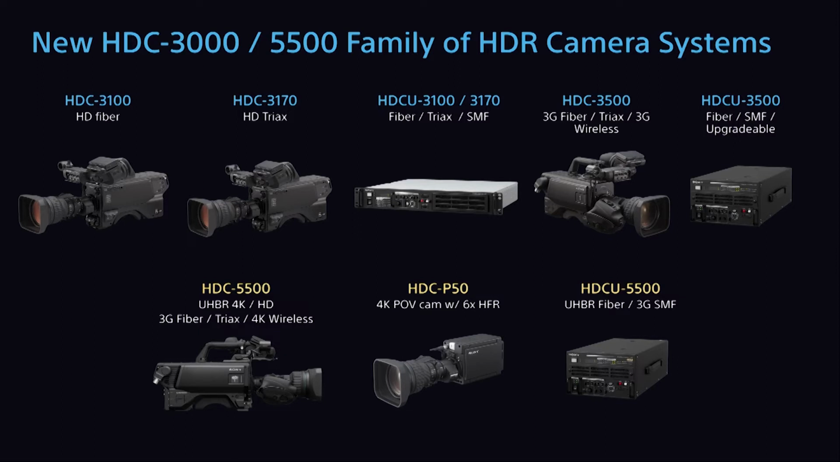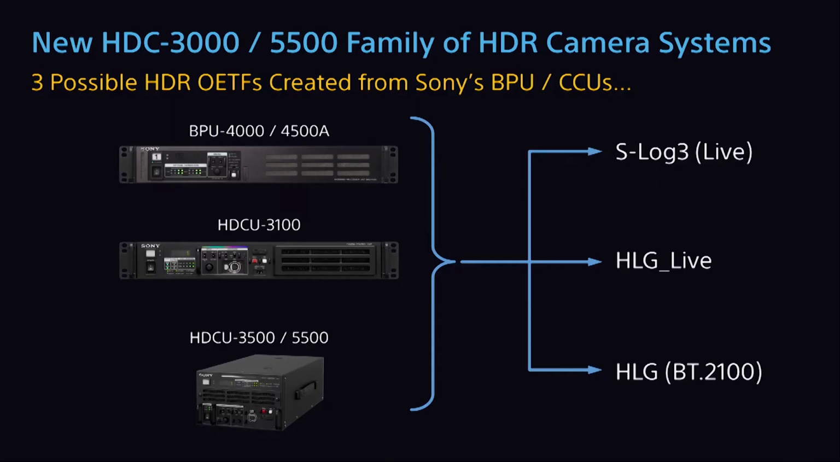Then all of these devices, the new cameras, the POV cameras for Steadicam operation, all of these cameras are designed to support HDR. And their corresponding CCUs output 3 classes of HDR: S-Log3, HLG Live, and HLG. This is what now is the signal into the production environment.